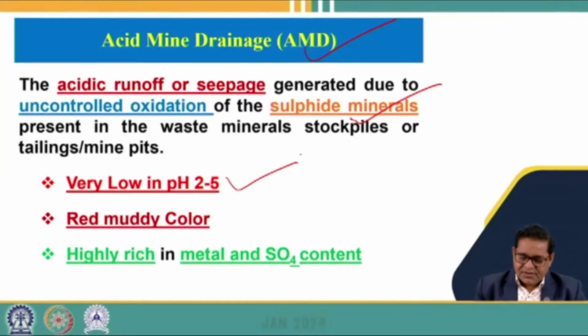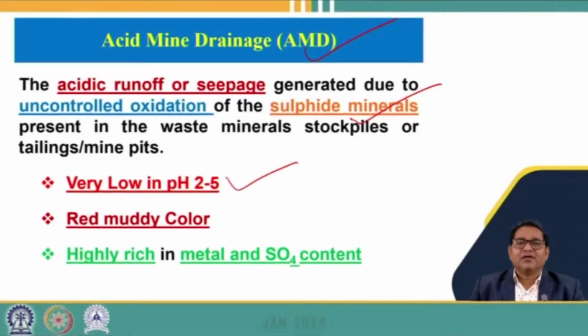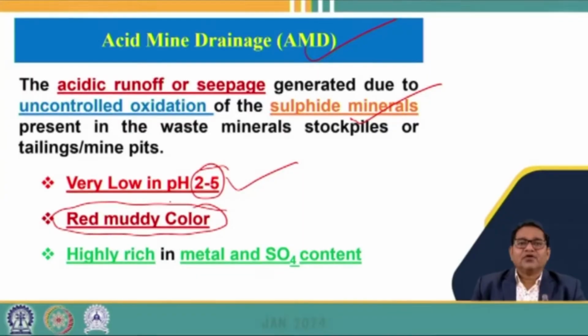And because of this, the pH of this acid mine drainage is very, very low, that ranges from 2 and varies up to 5. So this pH range is 2 to 5. And in the process of acid mine drainage, a lot of Fe(OH)3, that is ferric hydroxide, which is also termed as the alloy, is produced. So that gives a red muddy color to the acid mine drainage.